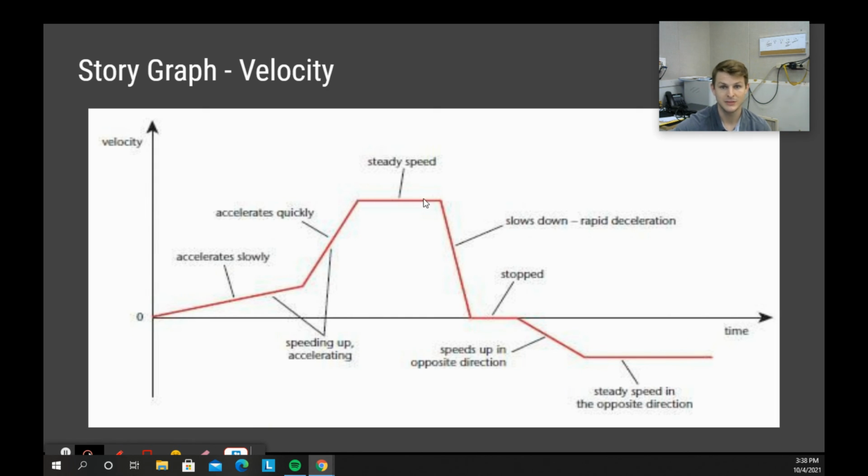And then it has a steady speed. This is a constant linear graph on a position time graph. Then it's going to slow down. Rapid deceleration. This is the downward curve on a position time graph. It's stopped. 0 velocity. It's not moving. Speeds up in the opposite direction. And this is how it can get on the other side. This is going in the opposite direction, right? So pay attention to where it lies on the y-axis.